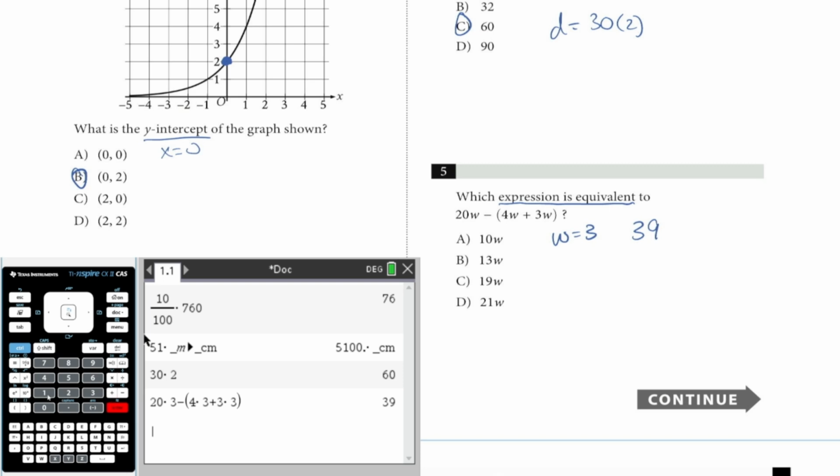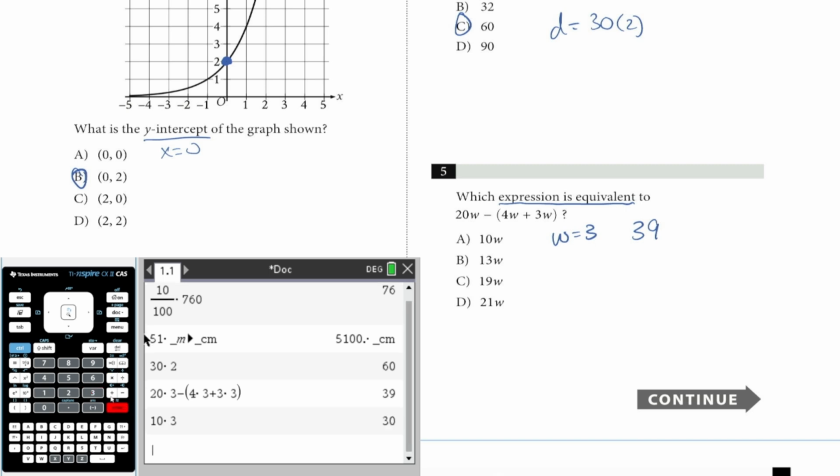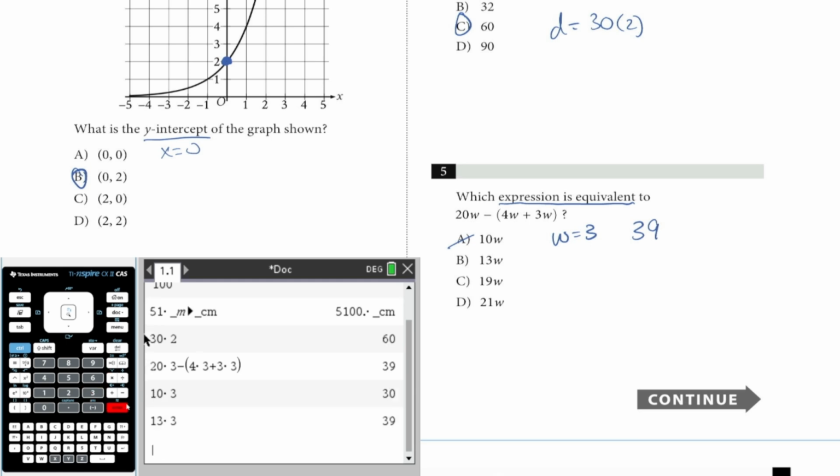So I'm just going to go in order. So 10 times 3 is 30, so the answer is not A. Then 13 times 3 is 39. So the answer is B. What I have written here, I would recommend writing down when you're doing the test, so that way you don't have to just try to remember what you picked and what you got. So if they ever say which expression is equivalent to, you can pick your own numbers, plug into the calculator, and guess and check.